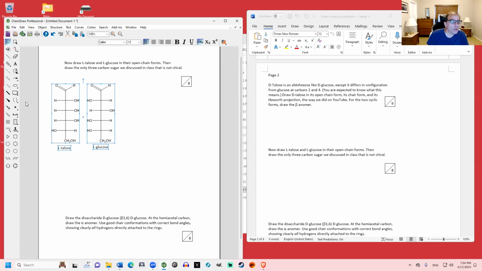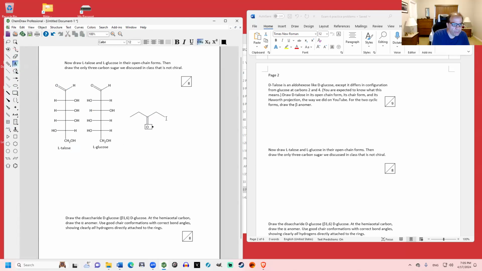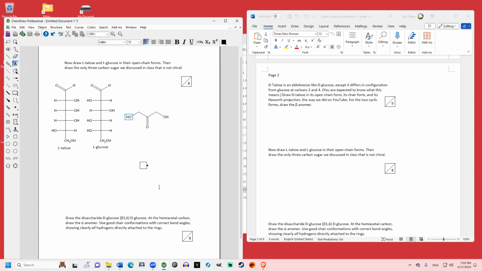Then it says, draw the only 3-carbon sugar we discussed in class that's not chiral. That's simple. It's 1,3-dihydroxyacetone. Didn't you say that there was another one? Like there were 2 other versions of the 3-carbon sugar? No, there's 2 other 3-carbon sugars that are D and L-glyceraldehyde, but that's chiral. Oh, I see. The only one that's not chiral is 1,3-dihydroxyacetone.